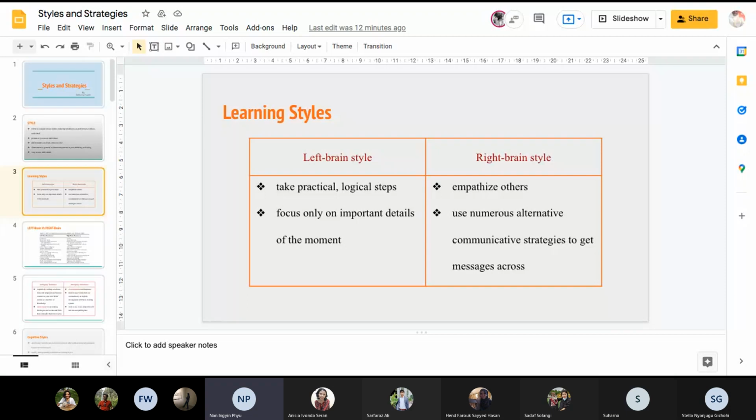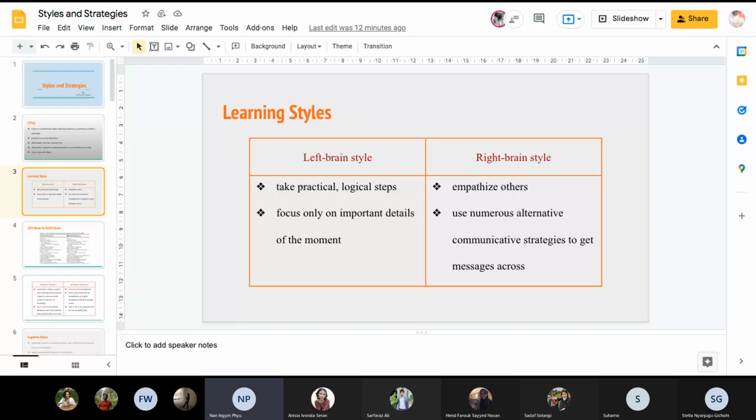So to make it easier, we can start by differentiating ourselves. Are we a left brain style or a right brain style? So what is left brain? It's really practical and logical, and focuses only on important details when doing one thing. But the right brain likes to empathize with others and use numerous alternatives. Even if there is a problem, we still try to find an alternative strategy.